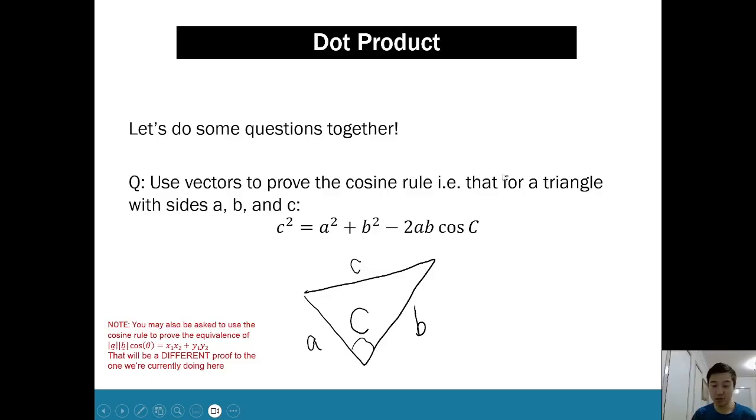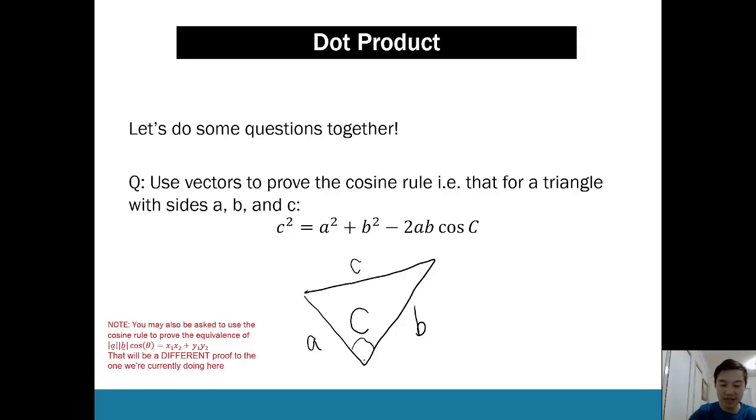So this is a different proof to another question you might be asked, which is to use the cosine rule to prove the equivalence of the magnitude of A multiplied with the magnitude of B multiplied with cosine theta is equal to x1 x2 plus y1 y2. That's a different proof to the one we're currently doing here. But I recommend in your spare time trying to do this proof here. It's really fun. You can use the cosine rule to do that. But here we're going to do a different question. We're going to use vectors to prove the cosine rule instead.